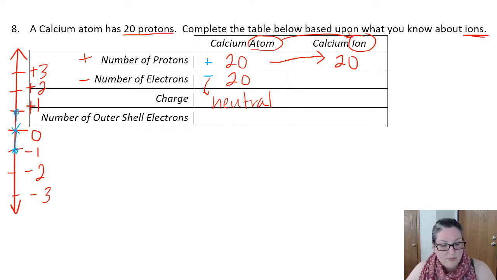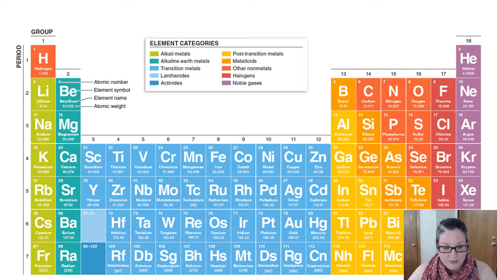Now, in order to figure out the number of outer shell electrons, we need to look at the periodic table, which is the next slide. So let's take a look here where calcium is. So calcium is over in group 2. This is group 2, and here is calcium, and this is from your textbook. Calcium is number 20, its atomic number, and in group 2.